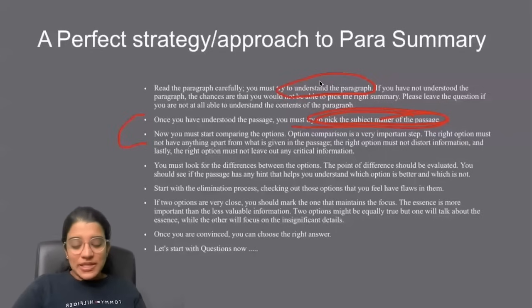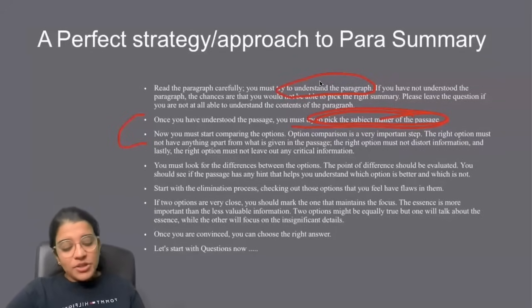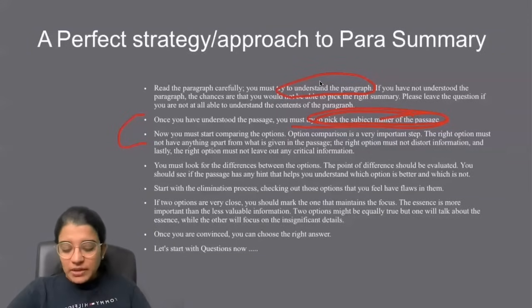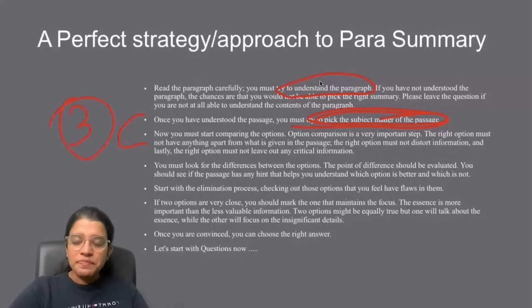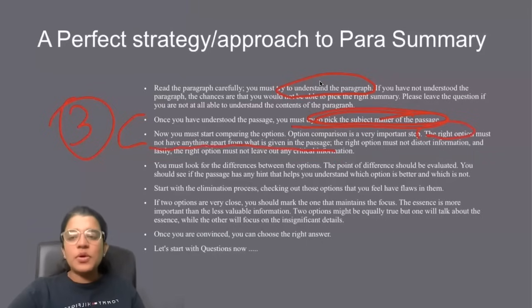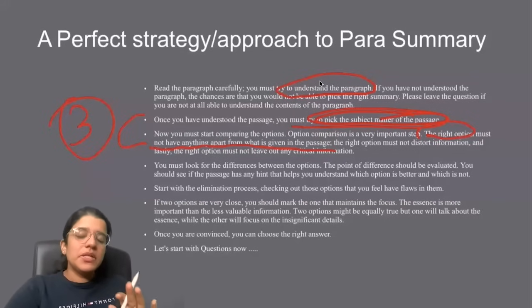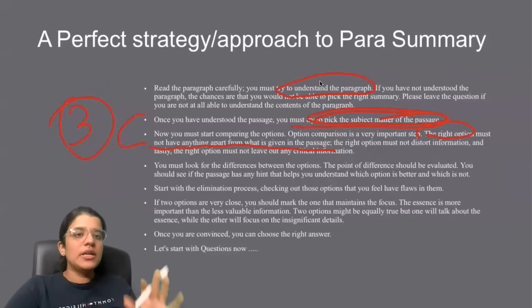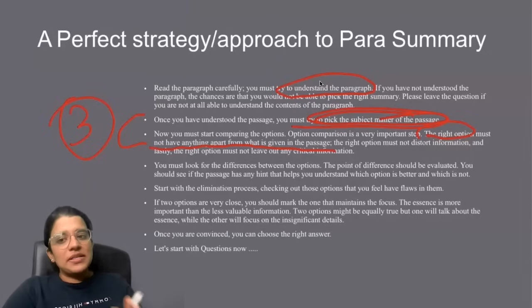अब काफी ज्यादा क्रिटिकल हो जाएगी चीजें, because options are going to be very much similar in a para summary. Now, how do you need to deal with them? There are three things that you need to remember, three most important points that you need to remember in order to crack a para summary. So the first point is that the right option must not have anything apart from what is given to you in the passage, which means आप कोई भी option as a para summary अगर choose कर रहे हो, then it must not have any extra information apart from what is given to you in the passage.